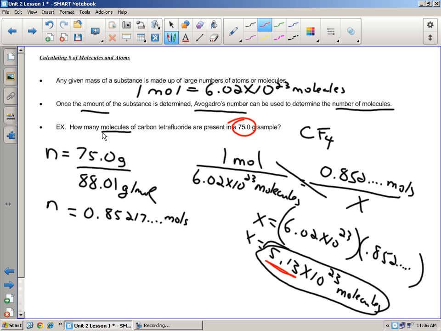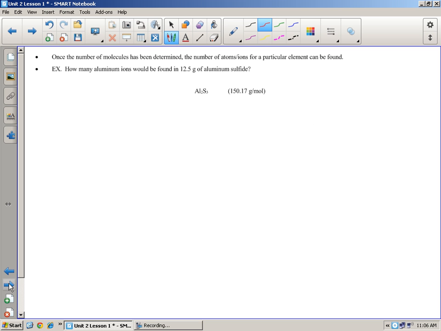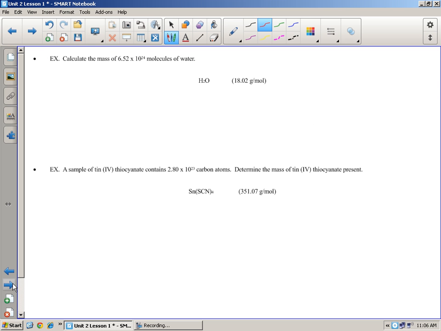With these questions, if we go forwards, we can always go backwards as well. So the next one I'm going to get you to do is actually starting with molecules, and I want you to figure out the mass in grams. So we're going to work backwards, yes? Good old-fashioned math here. We're going to skip this one for right now and go to the next page.